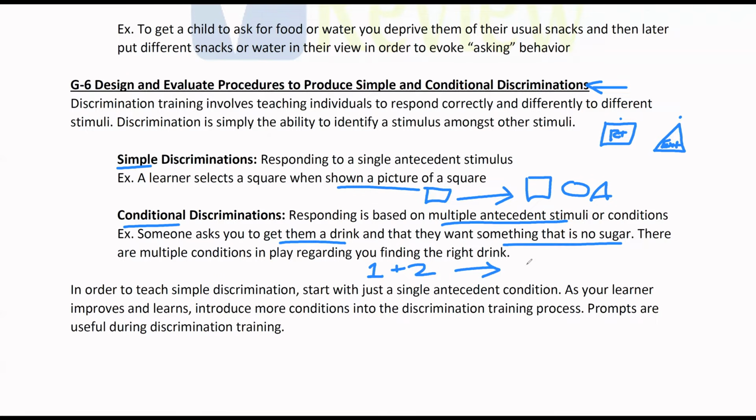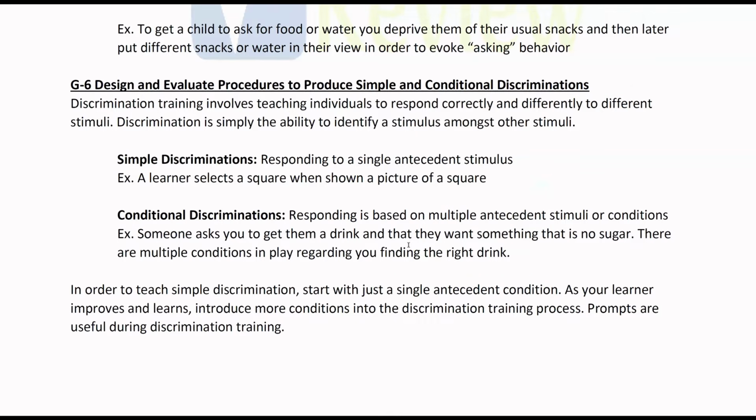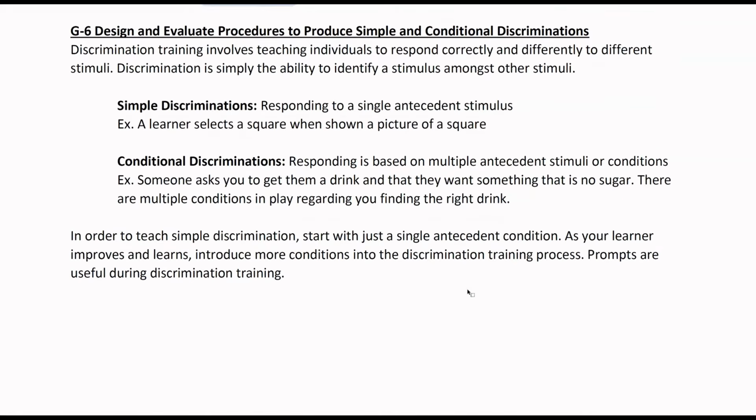Well, now you've got to discriminate between the sugar drink and the no sugar drink. Why? Well, it's conditional on them saying, I want something that has no sugar. If they just told you get them a drink, you just have to go grab anything in the fridge. The condition now is something that has no sugar. Discrimination is taught using differential reinforcement. It's going to help your learner start to be able to tell the difference between stimuli.